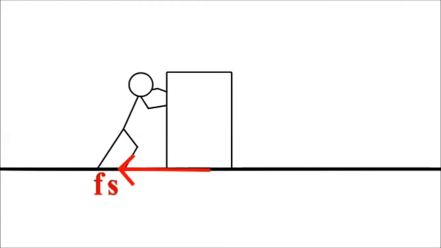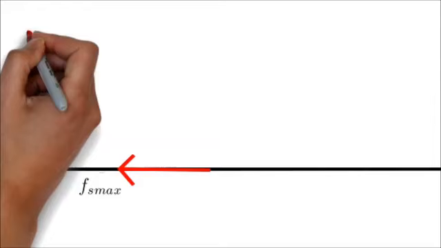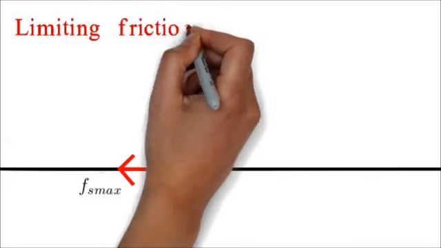Now the person gradually increases his force, and accordingly the friction also increases, and the box stays at rest until a point when the friction can no longer oppose the applied force and the box starts moving. This maximum force of friction just before the box starts moving is called limiting friction.